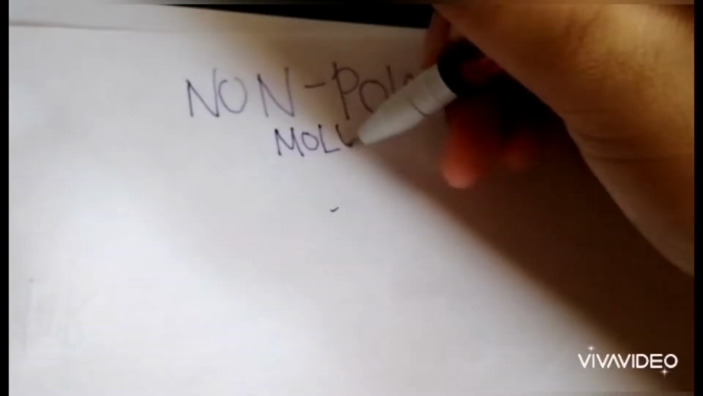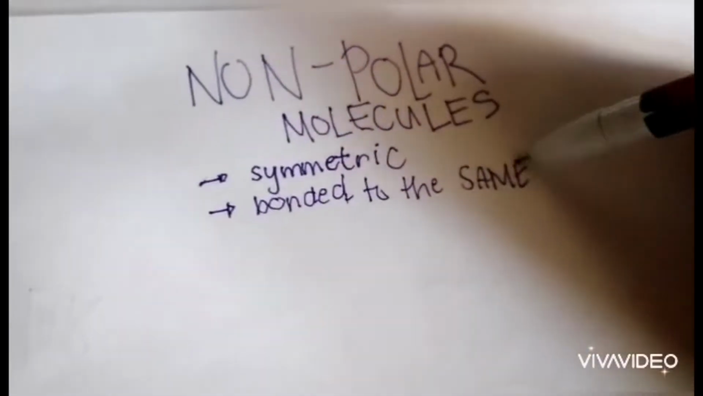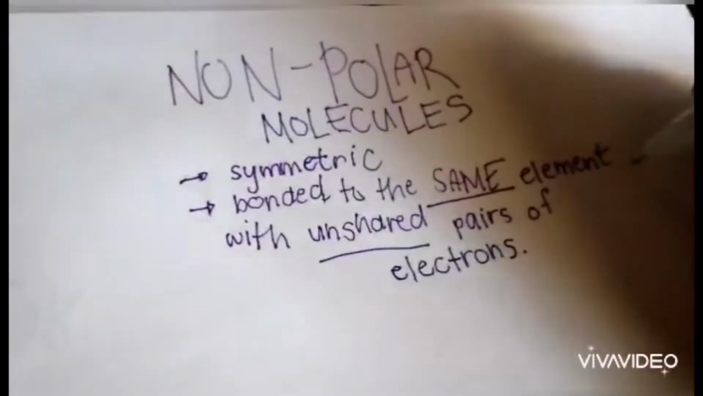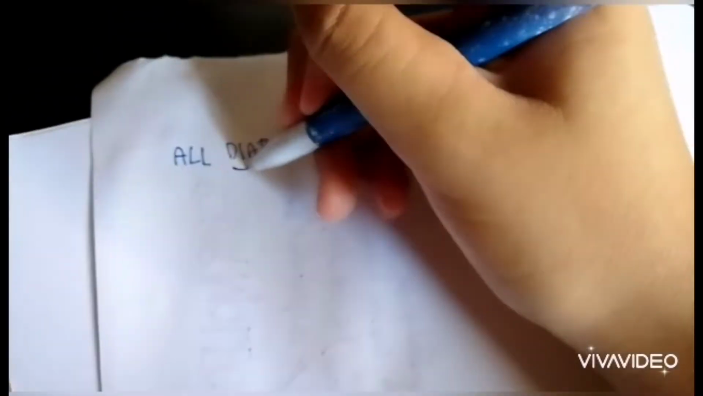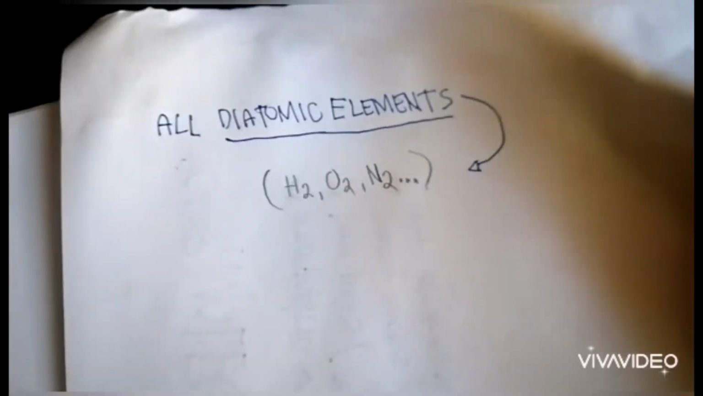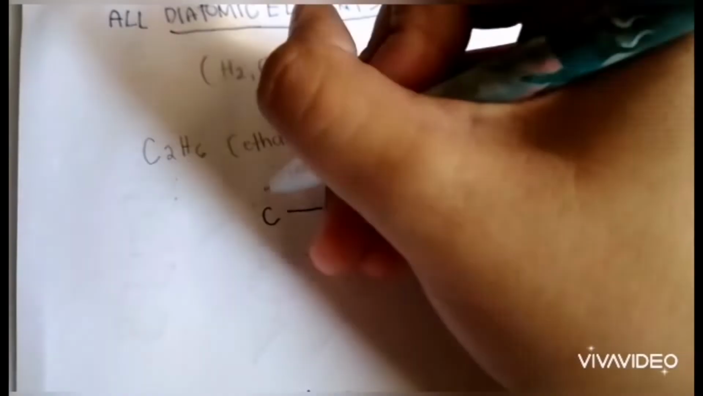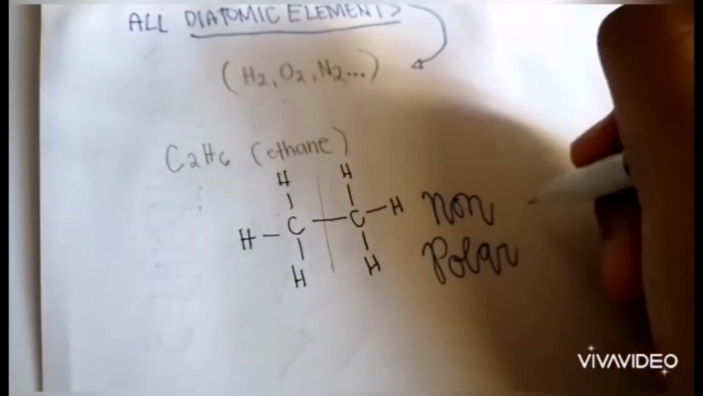Now, unlike polar molecules, non-polar molecules are symmetric and they are bonded to the same element with no unshared pairs of electrons. Some examples are all diatomic elements, and I'm talking about, let's say, hydrogen gas, oxygen gas, or even nitrogen. Let's check out ethane. Ethane, more than it not having unshared pairs of electrons, no matter how we slice it, it's still symmetrical. Now let's see molecular polarity applied to the concept of intermolecular forces.